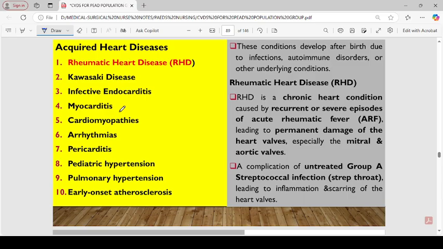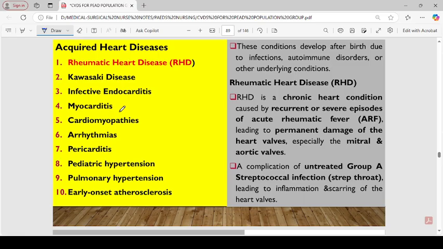Ladies and gentlemen, that's the end of congenital heart defects. Remember, we have talked of the acyanotic and the cyanotic ones, those that present with cyanosis and no cyanosis, right? And all those were congenital heart defects, right? Now, let's look at some of the acquired disorders, acquired heart diseases.